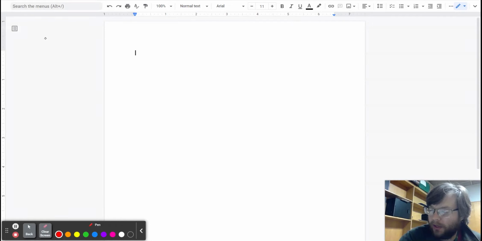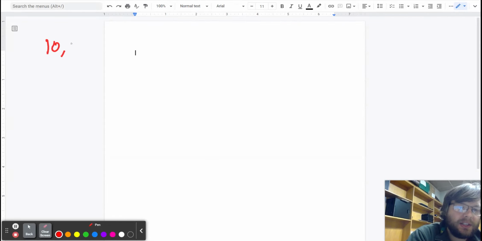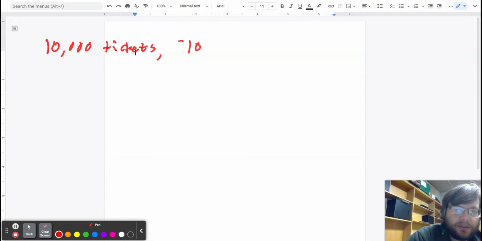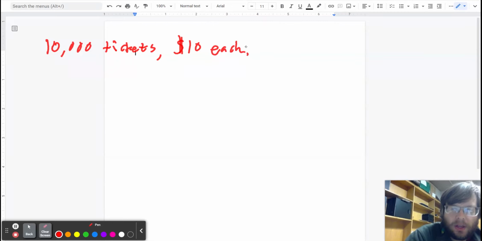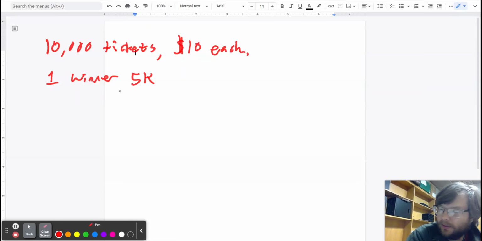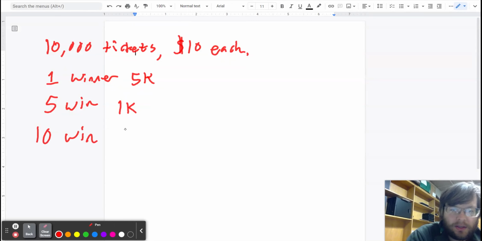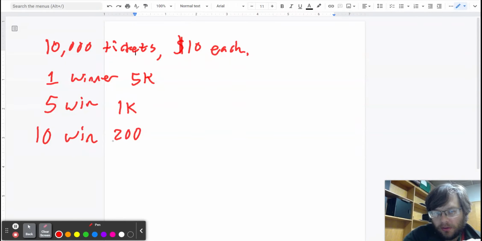So let's say that you are selling a certain number of lottery tickets. So we're going to sell 10,000 tickets, and they're $10 each. And then here are the winnings. One ticket, one winner of $5,000. Five win $1,000, and 10 win $200. And that means that all the rest win no money at all.